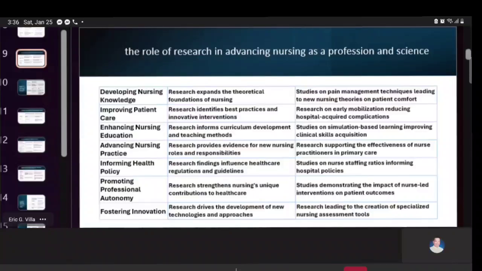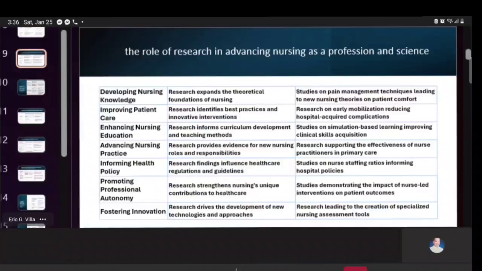And lastly, research fosters innovation in nursing by driving the development of new technologies and approaches. For example, research has led to the creation of specialized nursing assessment tools, which improve the accuracy and efficiency when evaluating our patients.